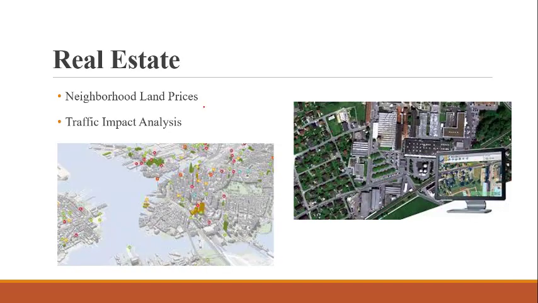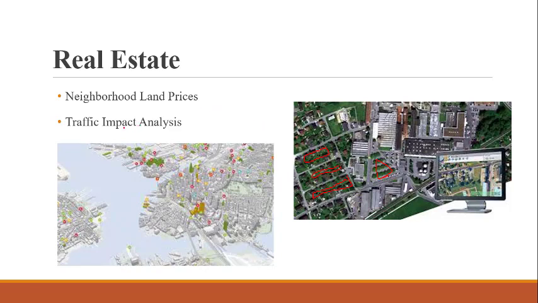For a real estate purpose, we can also use GIS. Neighborhood land prices we can find through GIS. Neighborhood land prices like this one. This is a neighborhood land one, and we can see here that this is land 2, this is land 3, and this is land 4. So different kinds of lands are given, and we can easily find prices from these images.